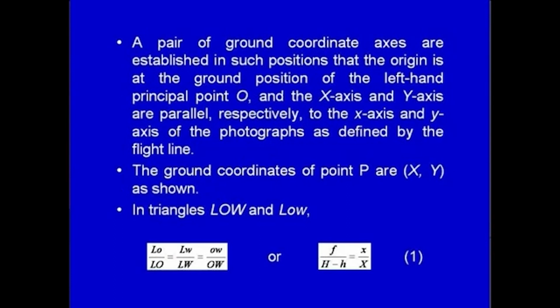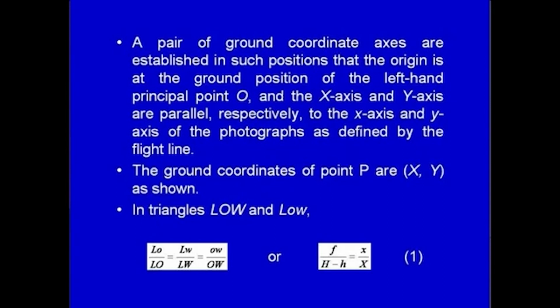A pair of ground coordinate axes are established in such positions that the origin is at the ground position of the left hand principal point capital O, and the X axis and the Y axis are parallel respectively to the x axis and y axis of the photographs as defined by the flight line. The ground coordinates of point P are capital X and capital Y, as shown below.